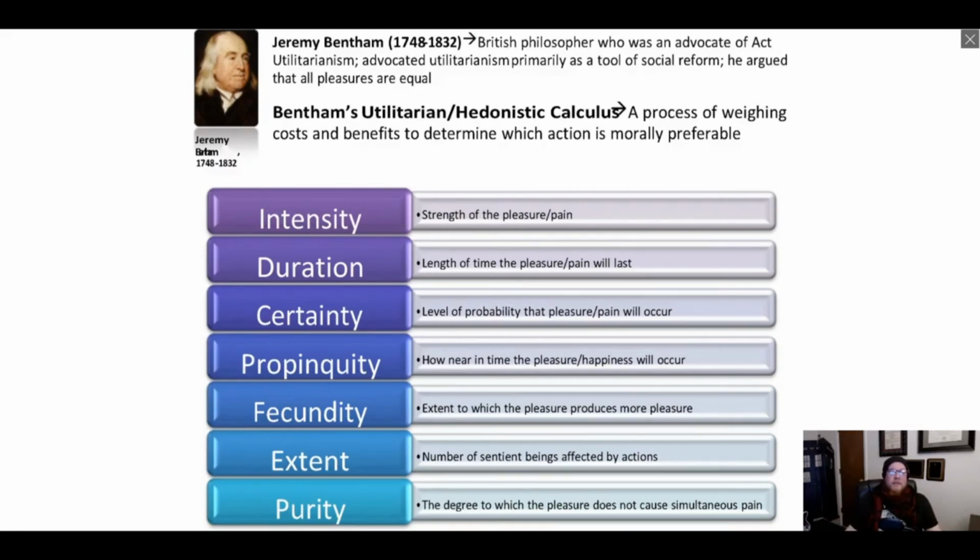And then purity is the degree to which pleasure does not cause simultaneous pain. Something might seem like a good idea at the time. Something might seem great, but then it results in pain or some kind of cost later. So for a pleasure to be pure, it doesn't have pain associated with it. There are all kinds of things that feel good, but have consequences. For example, you getting intoxicated right now might feel awesome, but that purity goes down when you have that hangover tomorrow.